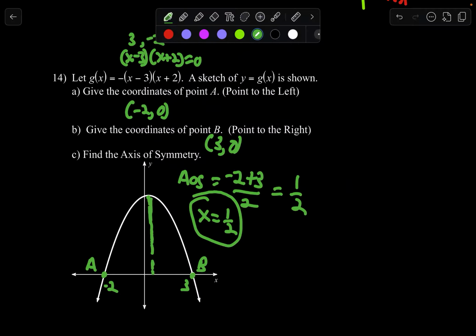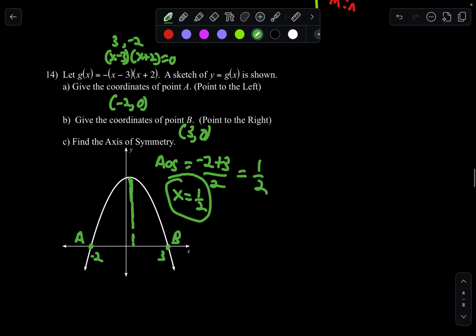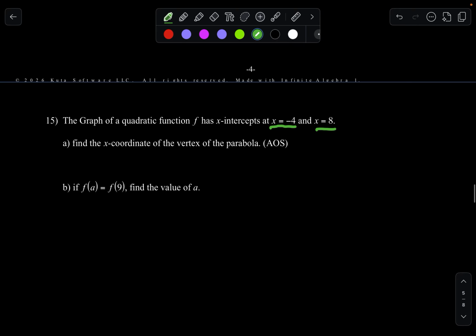So there you go. The next question is: the graph of a quadratic function has x-intercepts negative 4 and 8. Find the x-coordinate of the vertex of the parabola, the AOS. Well, that's the same question as up here in part C. Find the axis of symmetry. Except this one's a little bit easier because they give you the x-intercepts, so you don't have to deduce it.